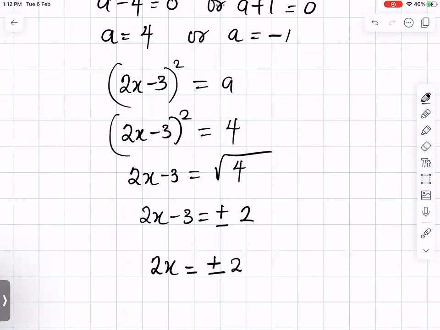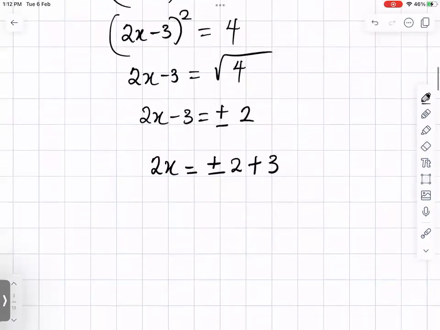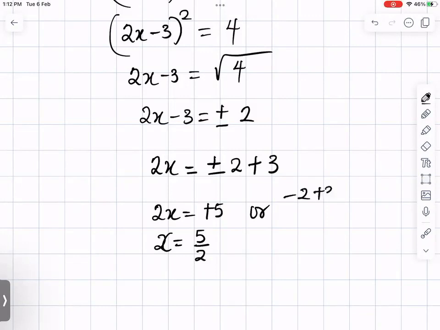So that means 2x equals plus or minus 2, and 3 crosses to the other side to give us positive 3. So we have 2x = 2 + 3, which gives us positive 5. That means x is equal to 5 divided by 2. Or -2 + 3, which is the other value, gives us 1, so x will also give us 1 over 2. So the values of x are 5 over 2 or 1 over 2.